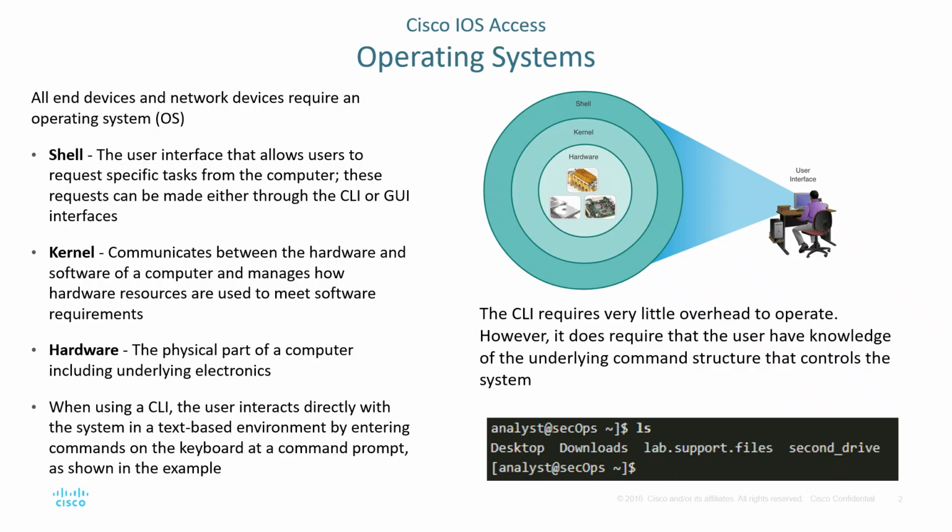Now here the CLI requires very little overhead to operate. However, it does require that the user have knowledge of the underlying command structures that control the system. So in this example, you're looking at an example of Linux. Linux is a programming language, and so in order to know what to do, in this example, ls means to list, make a list. And so as you see, it lists certain things. It's listing the desktop, the downloads, lab support files, second drive, things of that nature. In order to get output from your devices in CLI, you need to know the correct command.